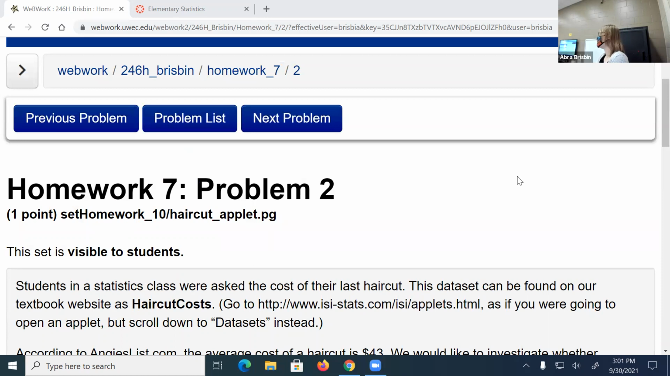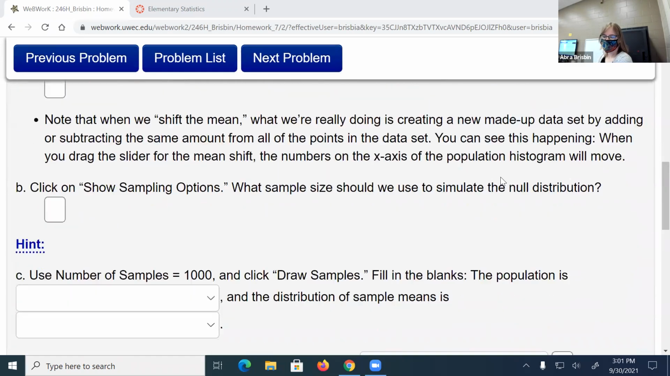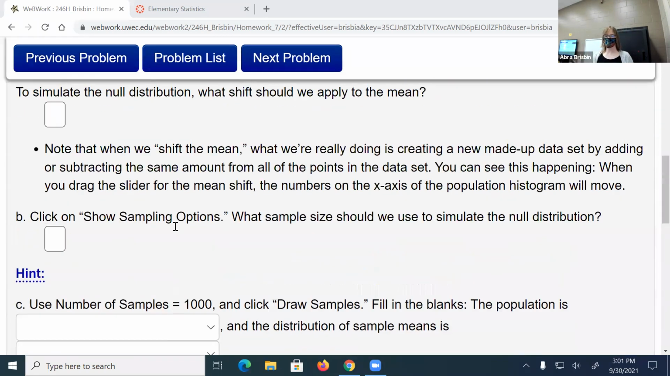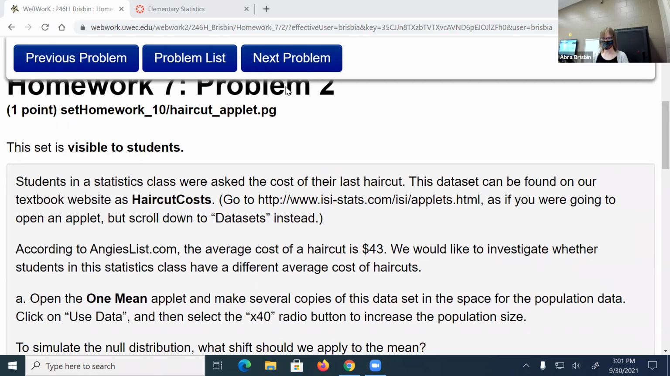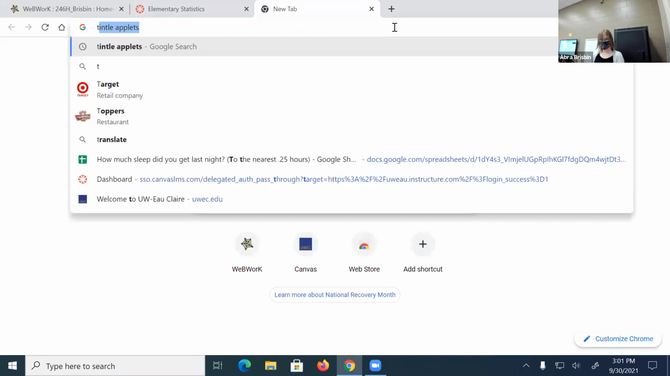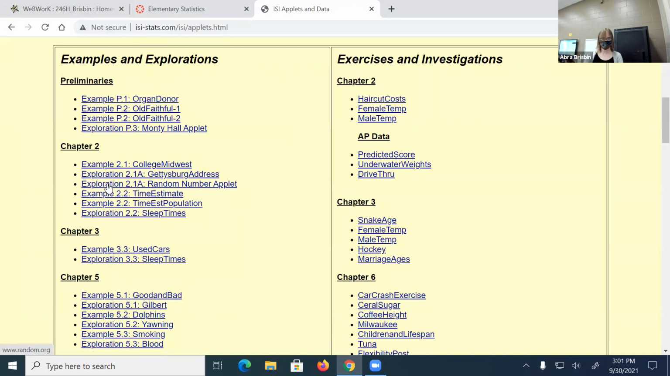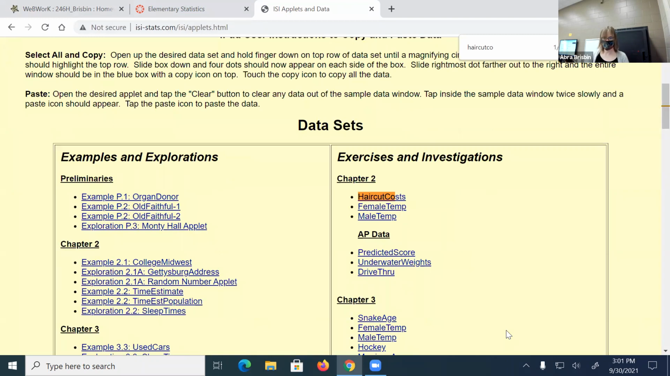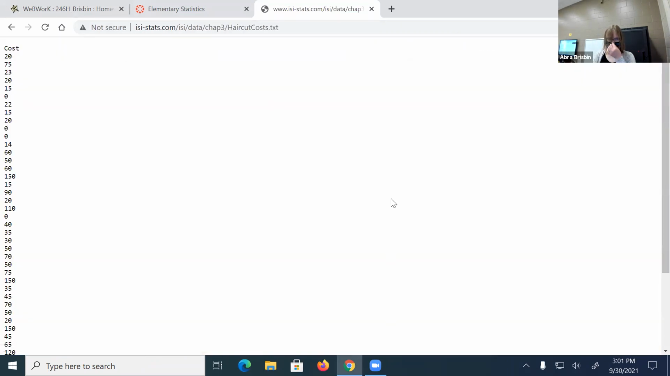So this is homework 7, which is due tomorrow. Yep, today's Thursday. Problem 2. So Allison asked about problem 2D. So the p-value is the proportion of samples with the value of x bar what? So this was using the haircut costs data set. There it is. Not to be confused with the haircut prices data set.